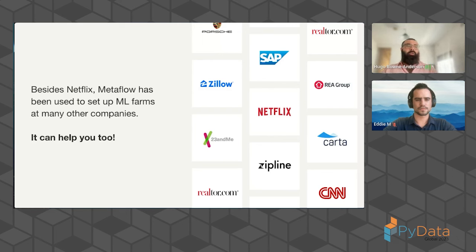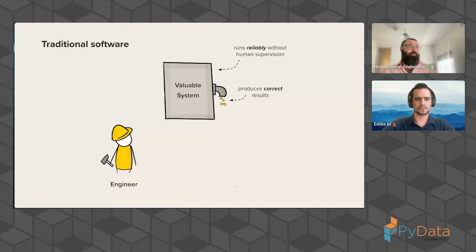So yeah, here's a handful of companies such as 23andMe and Zillow and Carter and Realtor.com and Zipline that use Metaflow, for just a bit of social proof if you haven't heard of Metaflow before. So I want to dive a bit more into what the full stack looks like, and then we're going to jump in and start coding, okay?